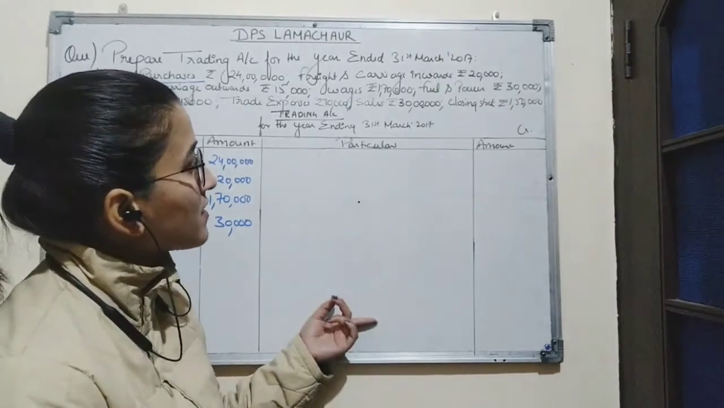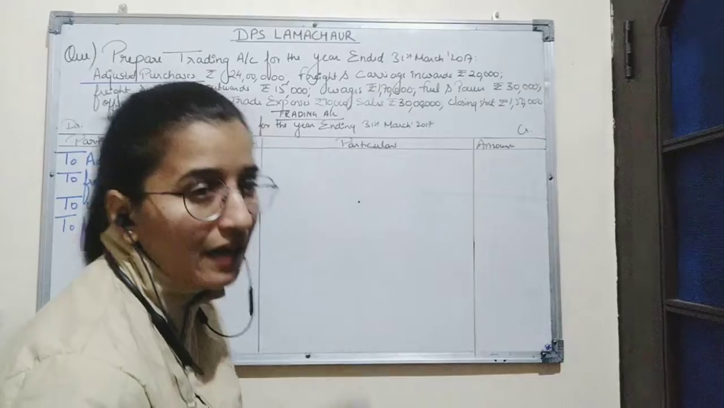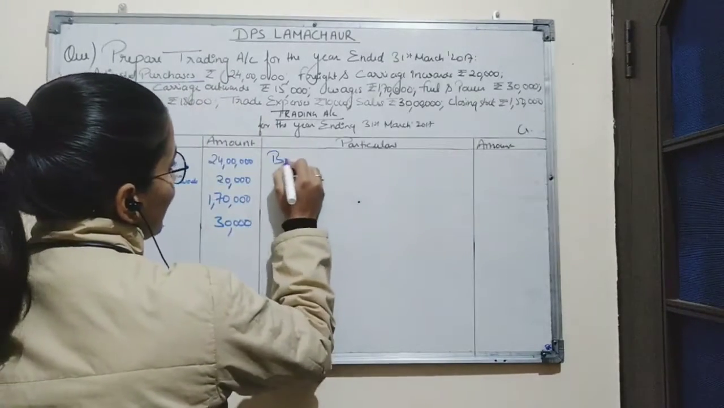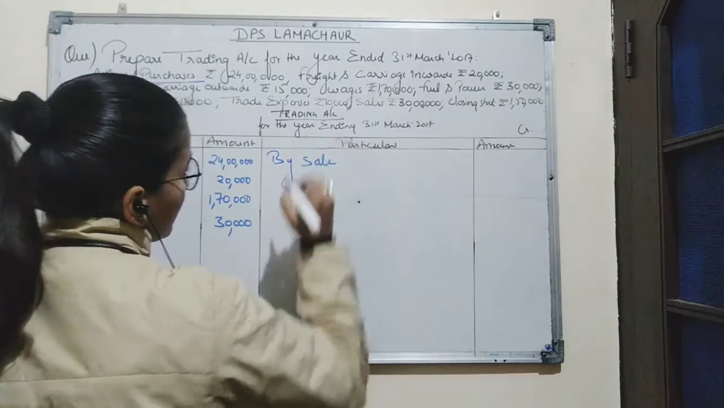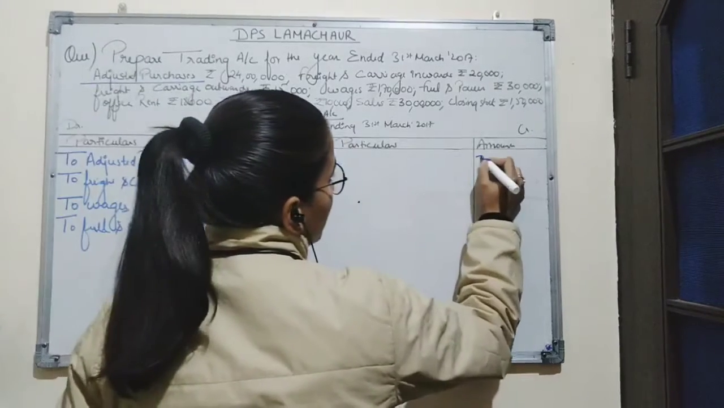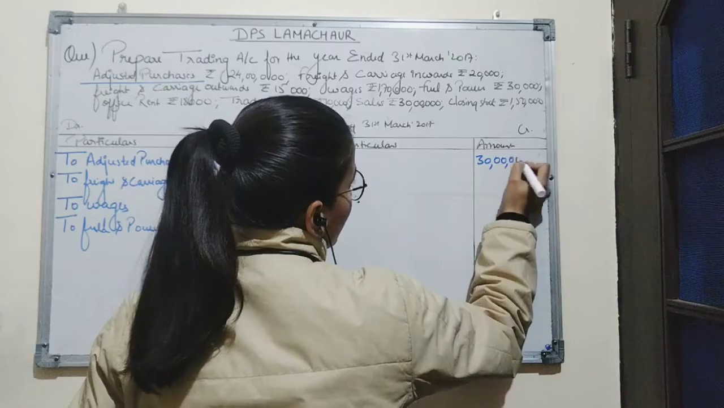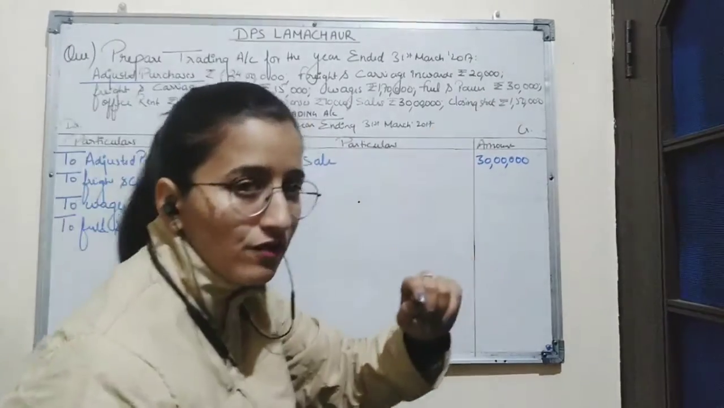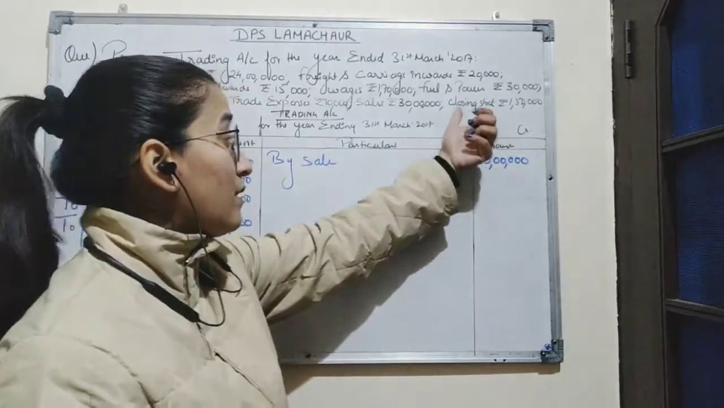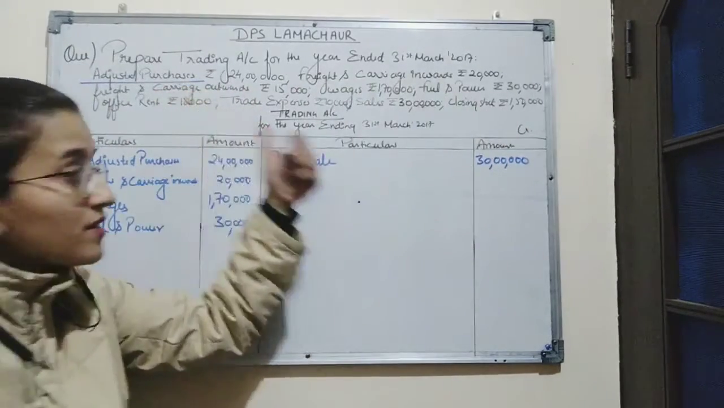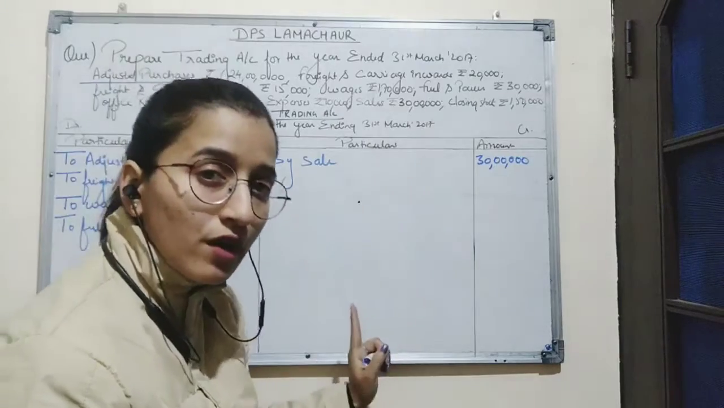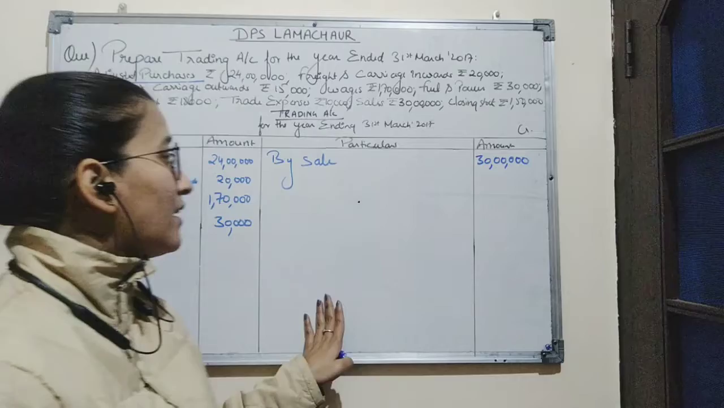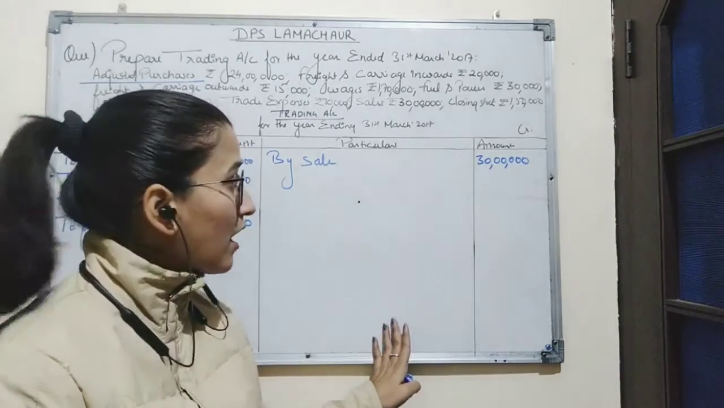After that, sales has been given of rupees 30 lakhs. So sales is recorded on credit side because it is an income for the company. By sale amount rupees 30 lakhs. Closing stock is given for rupees 1,50,000. Closing stock has already been calculated in adjusted purchases, so we will not record the amount of closing stock. So this is all the expenses and income which will be recorded on trading account.